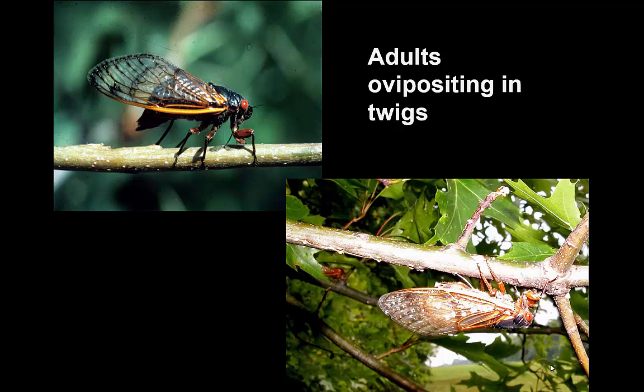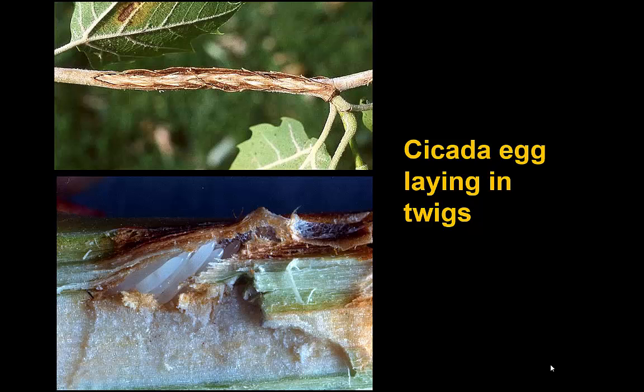After that's all done, the adults mate, and the females then go about laying eggs to start the cycle again. So they're going to be inserting their eggs into the twigs of trees and shrubs, inserting several eggs into each injection, causing some splintering at each point, causing some wounding, producing cicada egg-laying wounds.